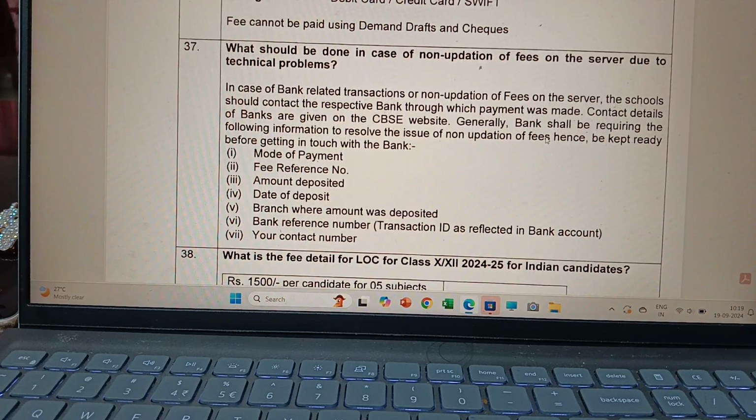What should be done in case of non-updation of fees on the server due to technical problems? In case of bank-related transactions or non-updation of fees on the server, the school should contact the respective bank through which payment was made. Contact details of banks are given on the CBSE website. Generally, banks shall require the following information to resolve the issue of non-updation of fees, hence be kept ready before getting in touch with the banks: fee reference number, amount deposited, date of deposit, branch where amount was deposited, bank reference number, transaction ID as reflected in the bank account, and your contact number.